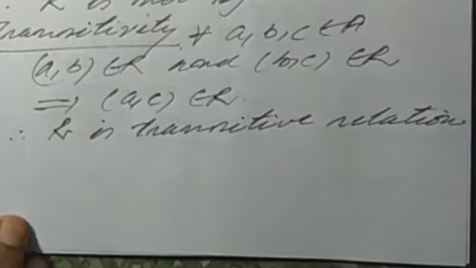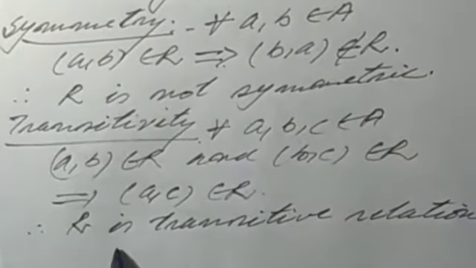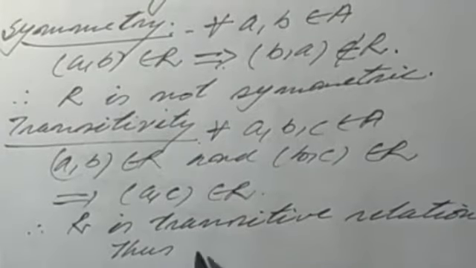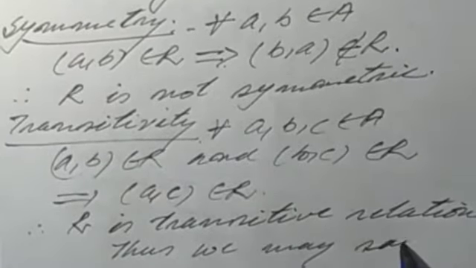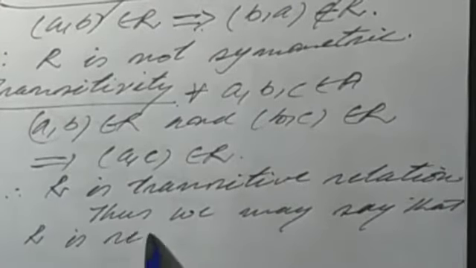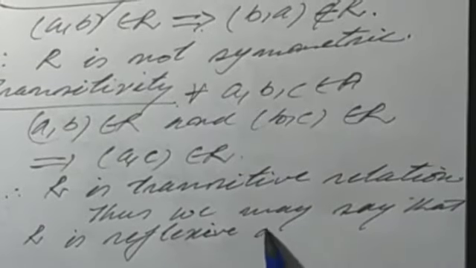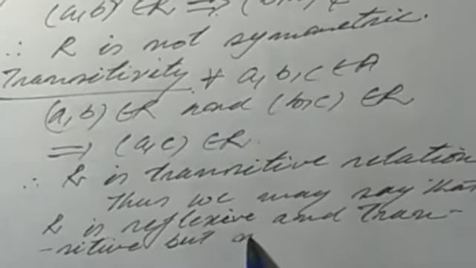So we may conclude that R is reflexive and transitive but not symmetric. Thus, we may say that R is reflexive and transitive but not symmetric.